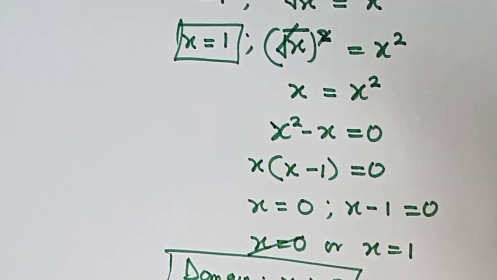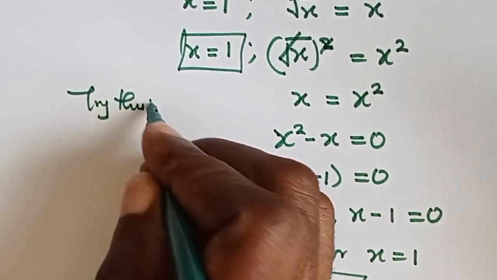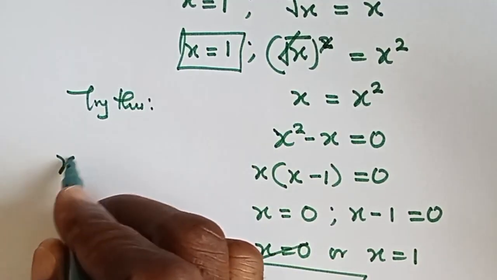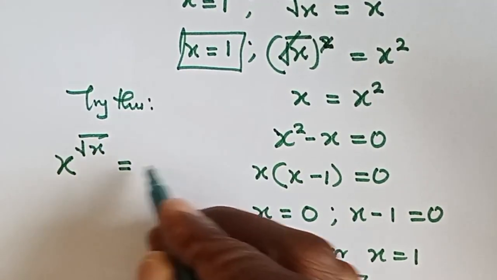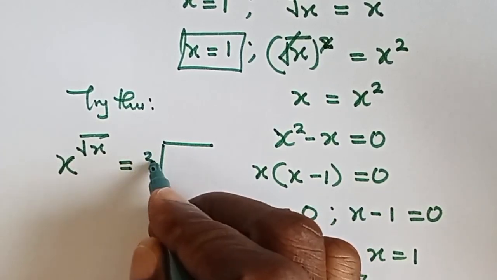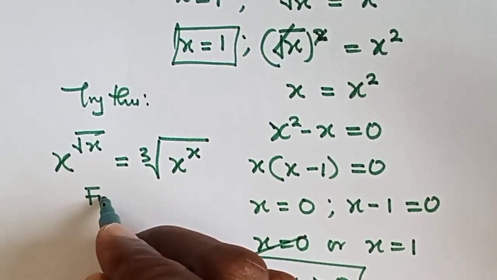Alright, so now let's solve something similar. Let's try this. We have x raised to the power root of x equals to cube root of x raised to the power x. Alright, so let's find x.